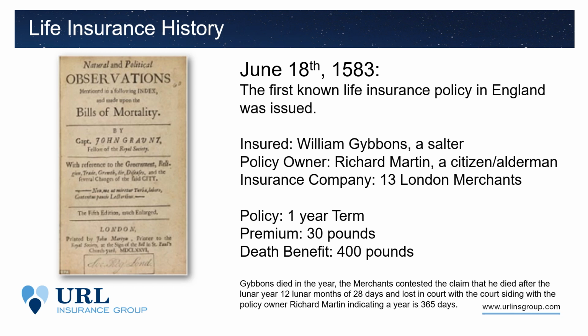June 18, 1583, the first known life insurance policy in England was issued. The insured was a William Gibbons, who was a salter, and the policy owner, Richard Martin, a citizen alderman, and the insurance company was 13 London merchants. The policy was a one-year term policy, and the premium for that policy was £30, and the death benefit was £400. Now, the interesting thing is Gibbons died in that year.